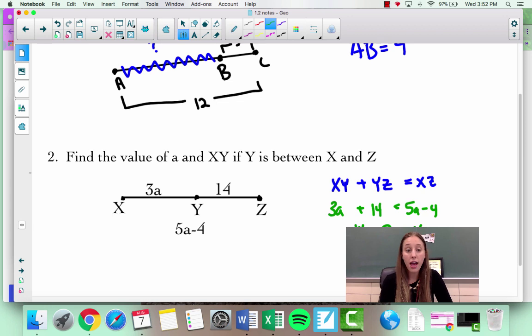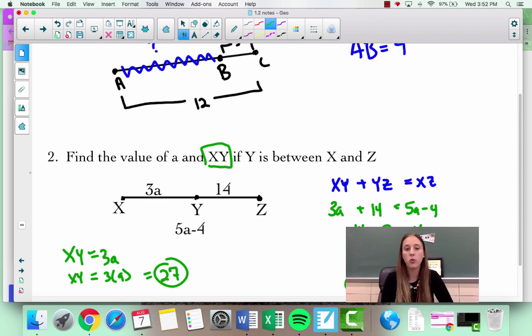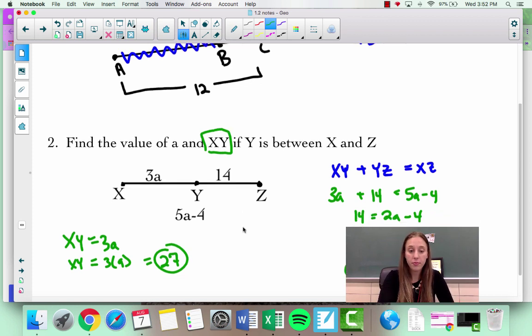So here they said find the value of A, so we just did that. That's good. But that also wanted you to find the length of xy. All you have to do there is take the value for a and plug it back in. They said xy was 3a, and so that means that xy's value is 3 times 9, or 27, and then you'd be done. Okay, so this one had 2 parts to it. Just make sure you read the entire directions in order to make sure you found everything you need before you move on to the next.